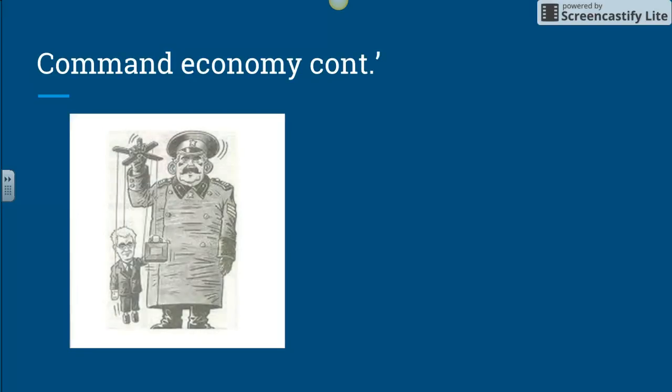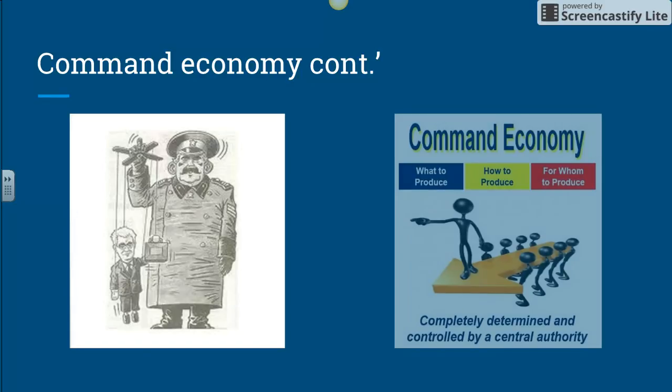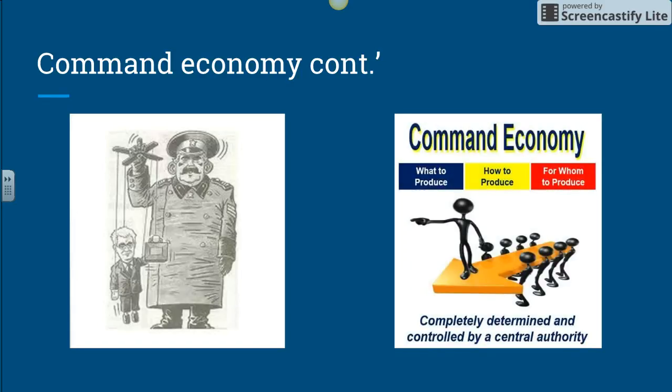Here are some images that I think do a good job of explaining a command economy. Here we have a picture of a government ruler who is holding people as a puppet, as a marionette. And here's another one that some of you actually found and came up with that I think is a good example. In a command economy, the person who's standing on top of the arrow pointing the way would be like the government leader. So the command economy is completely determined and controlled by a central authority.